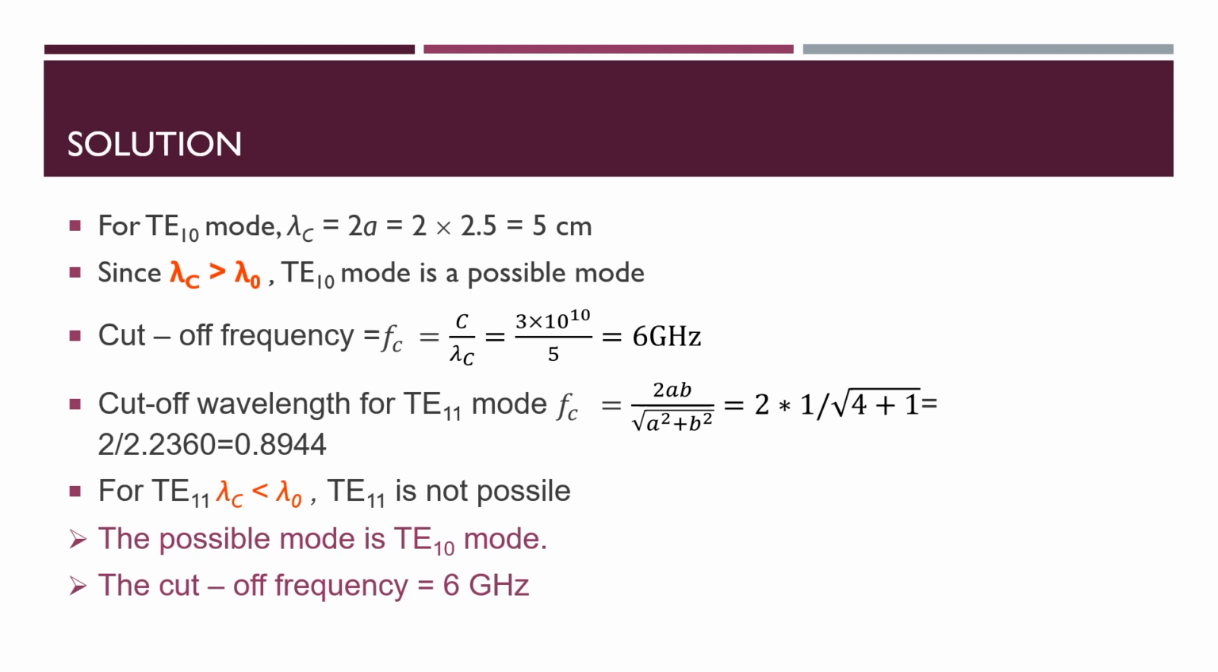Now the next mode is TE11 mode. For TE11 mode, again note down the formula and put the values. It is 2AB divided by the square root of A squared plus B squared. After putting the values, we get the answer 0.8944. For TE11 also, lambda 0 is greater than lambda c. That's why TE11 is not possible.